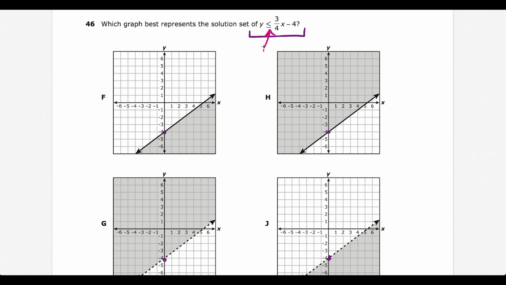Now the fact that it's less than or equal to tells us this is going to be a solid line. So that means this choice is out and this choice is out. Less than or equal to tells you to shade under. So that's why 46 is just going to be choice F, because it's shading under.